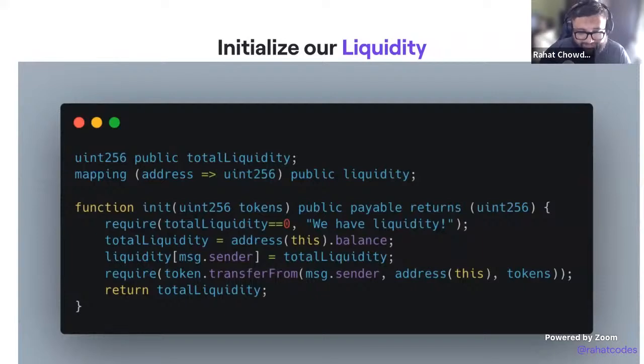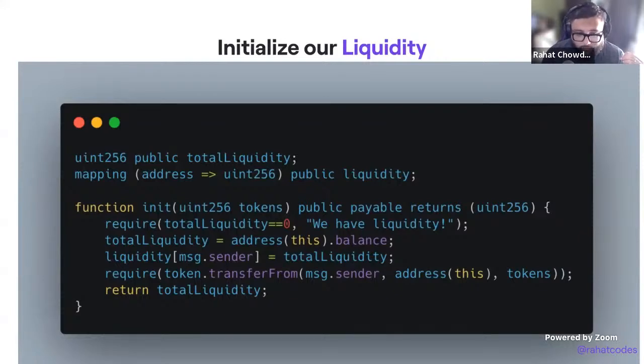Okay, so essentially, since this is an initializing function, we're just making sure that there's no liquidity already in there. And then we'll continue. Total liquidity is going to be updated to be the current balance.